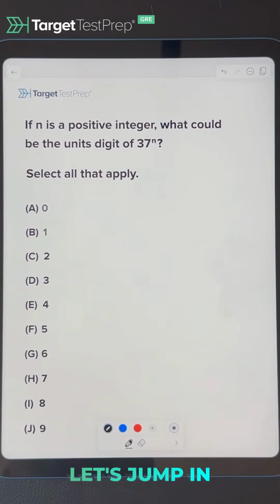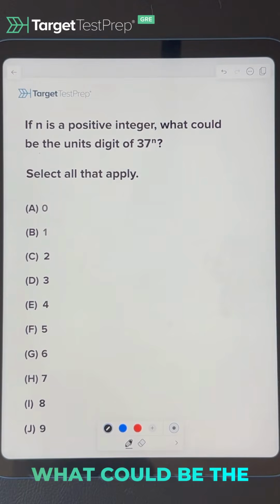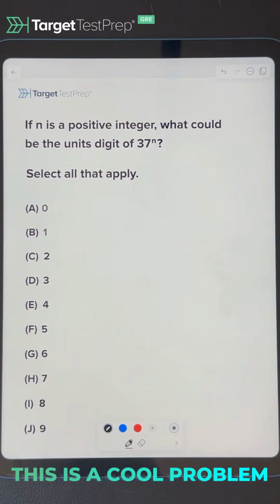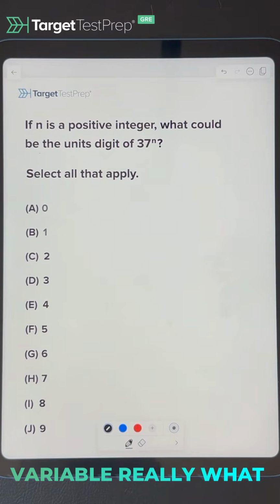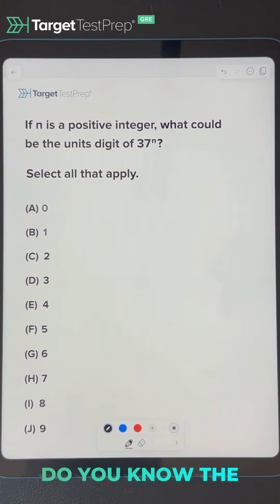All right, let's jump in. If n is a positive integer, what could be the units digit of 37 to the n power? Select all that apply. This is a cool problem. Don't worry about the exponent, that it's a variable. Really what this is testing is, do you know the unit digit pattern of a base of 7? If you don't have it memorized, it's okay.